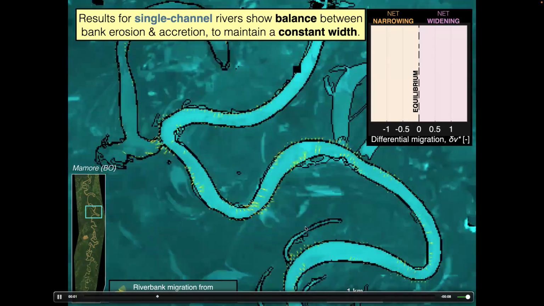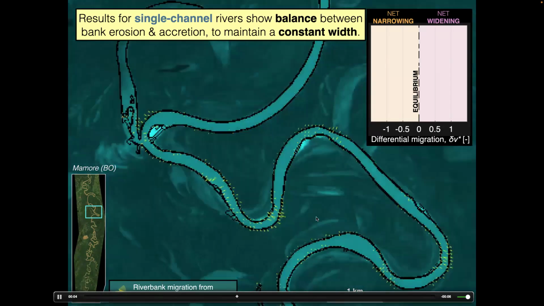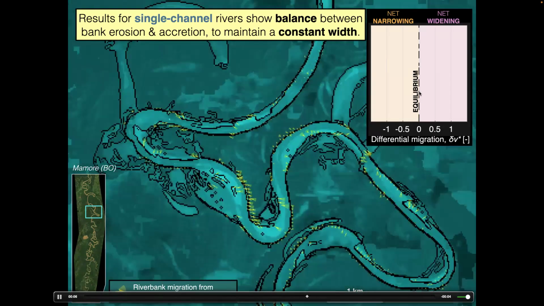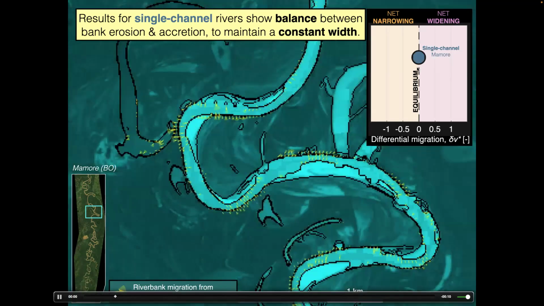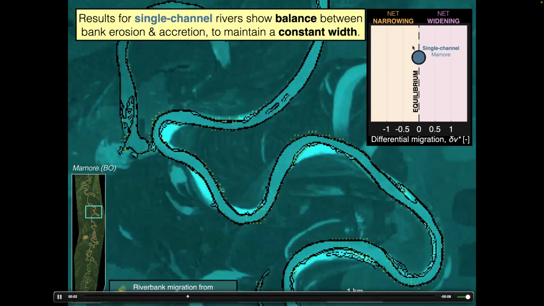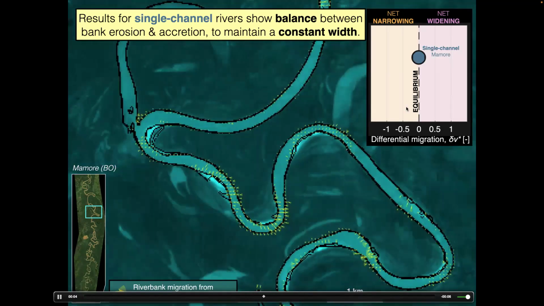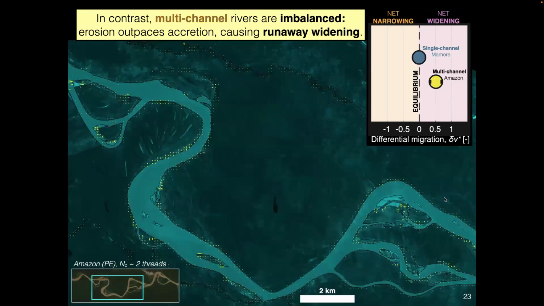And if we take the average differential migration calculated from these vector fields and plot it as a mean here on the top right graph, we can see it lines right along this zero line. So we're seeing the single channel river has a constant width and a balance between erosion and accretion. But in contrast, if we go to multi-channel rivers, like here in the Amazon and Peru, we see an imbalance.